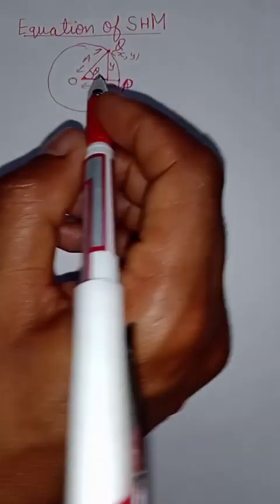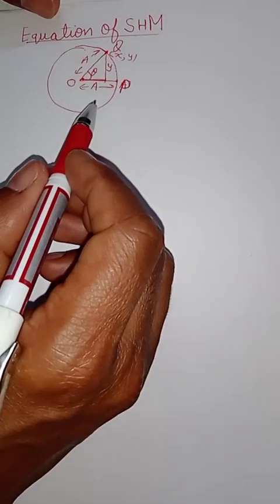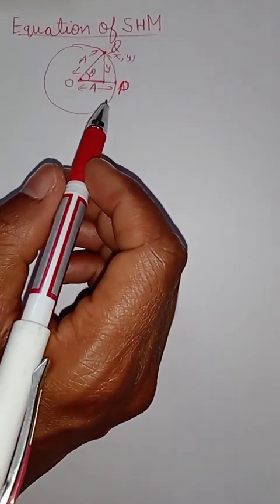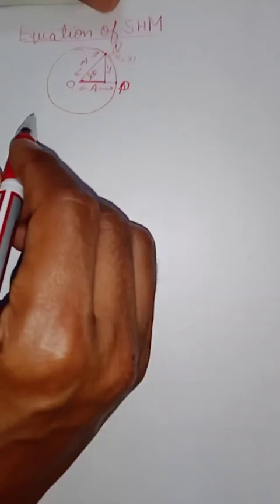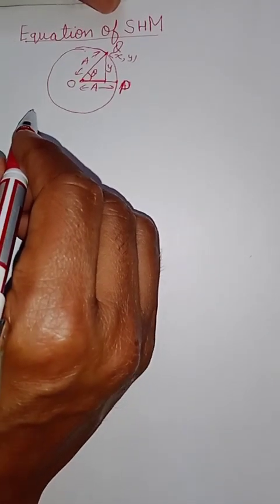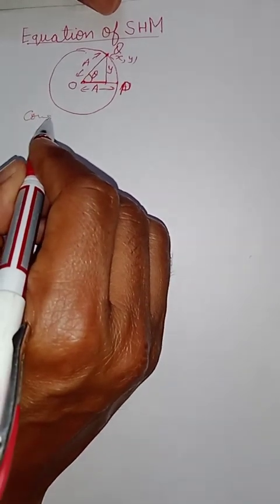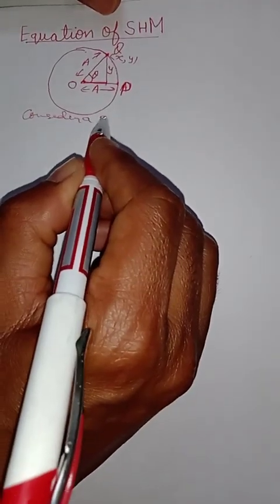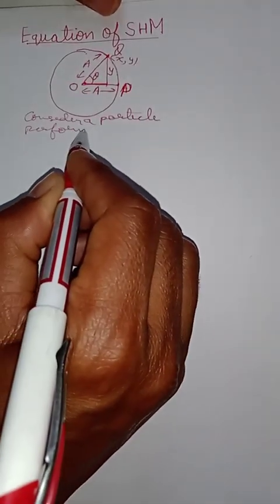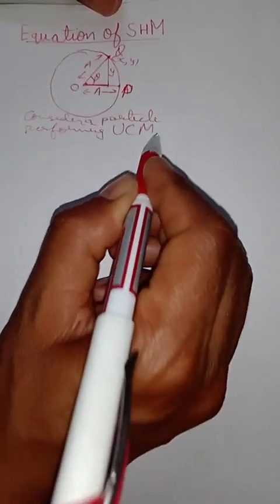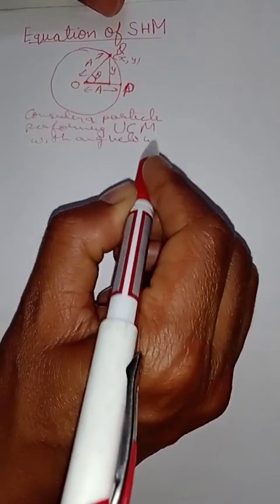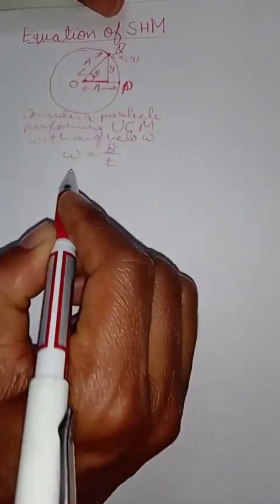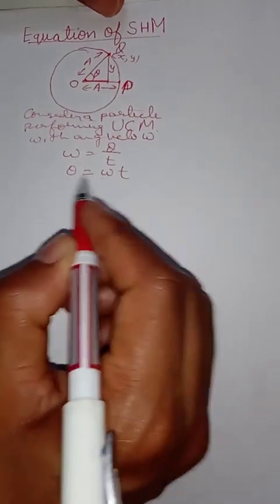This particle is moving with constant speed but variable velocity. I'm not going to explain why is it so. We are interested in its angular velocity. So consider a particle performing uniform circular motion with the angular velocity omega. So omega equal to theta upon t, so theta equal to omega t. Later on we will use it.